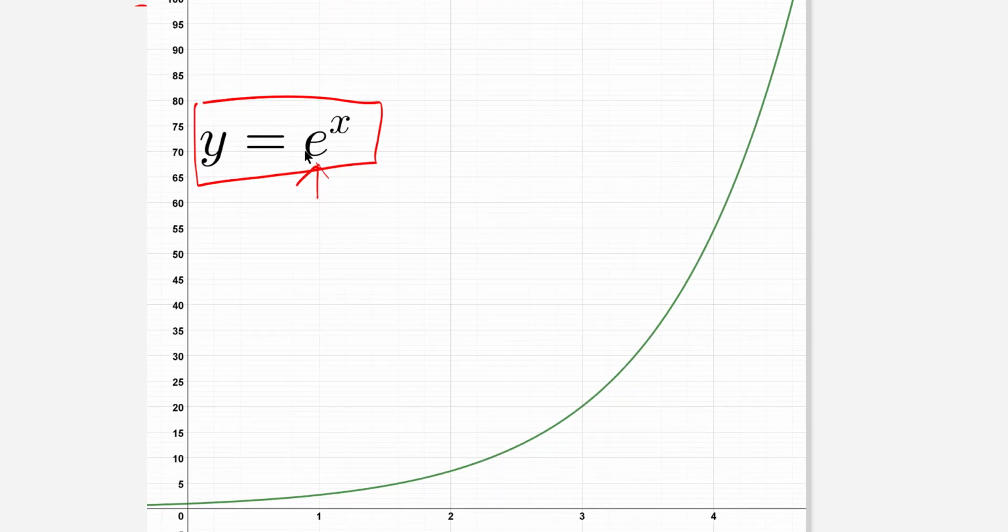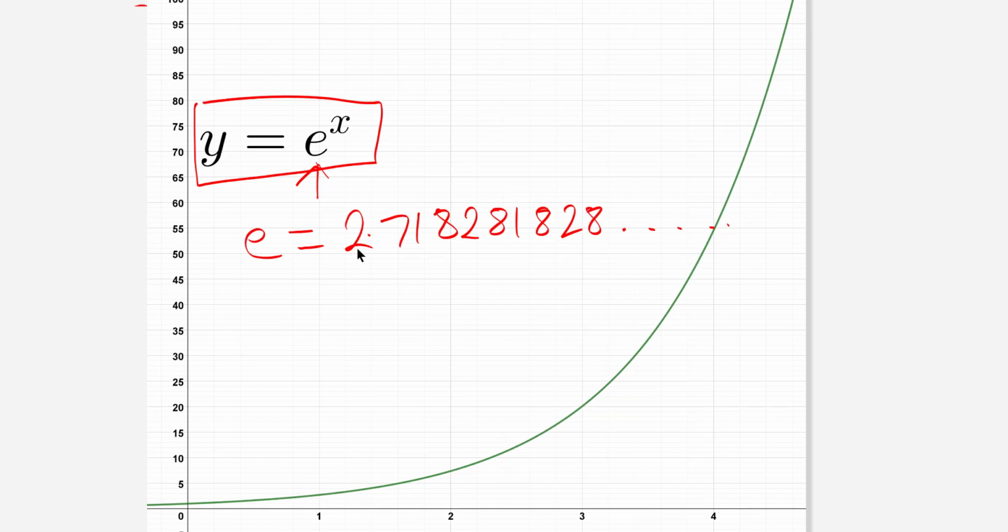So this number e is a mathematical constant roughly equal to 2.718281828, and it's a non-recurring decimal. It is an irrational number discovered by the Swiss mathematician Jacob Bernoulli in the 17th century when he was doing investigations on compound interest.